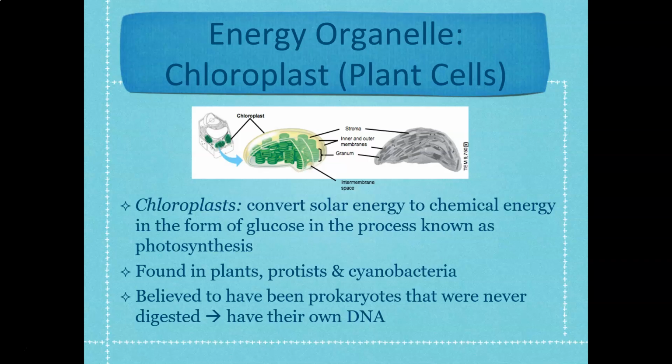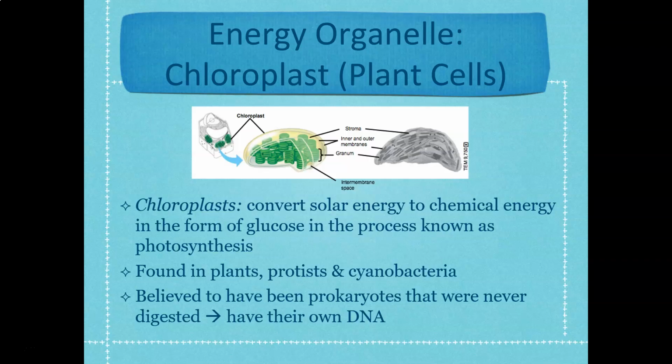We do find chloroplasts in things like your plants. We also find them in some protists. Some cyanobacteria also have a sort of modified chloroplast as well. And so these guys are all major primary producers in our ecosystems.